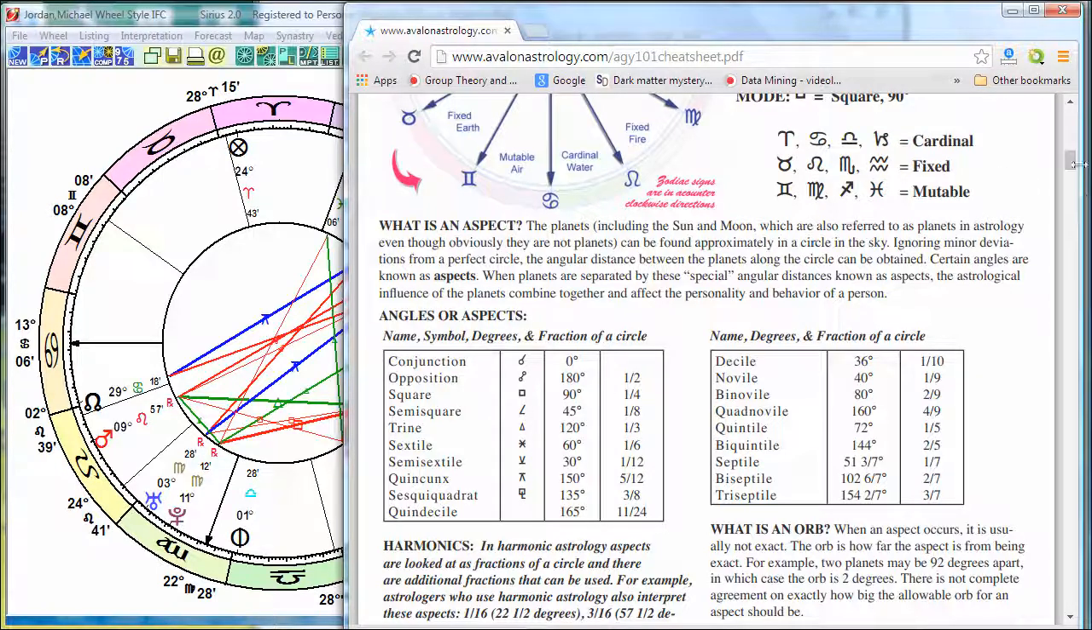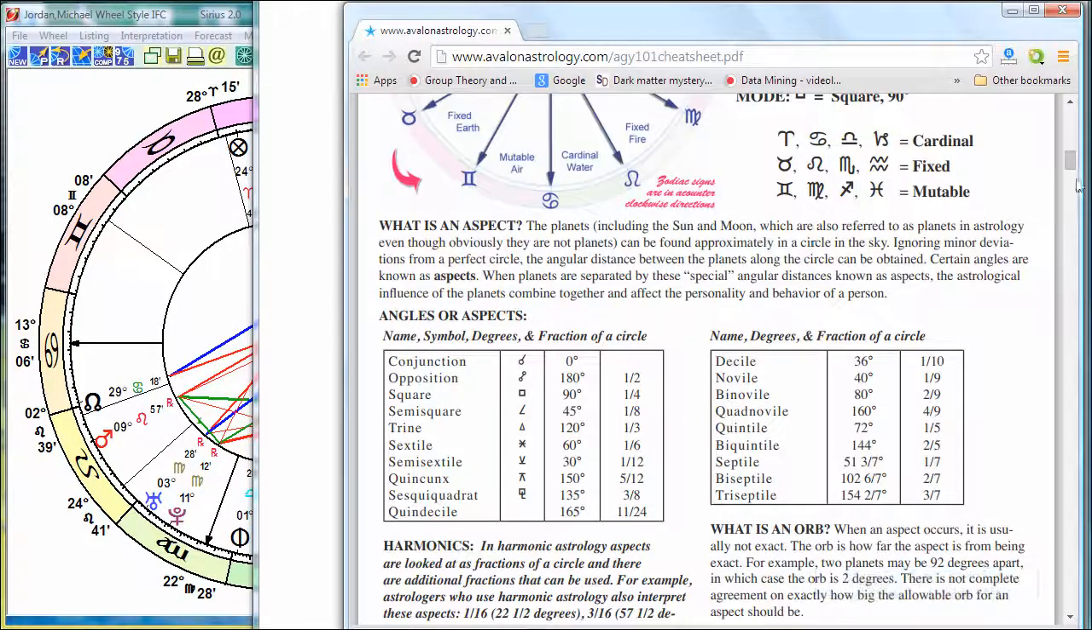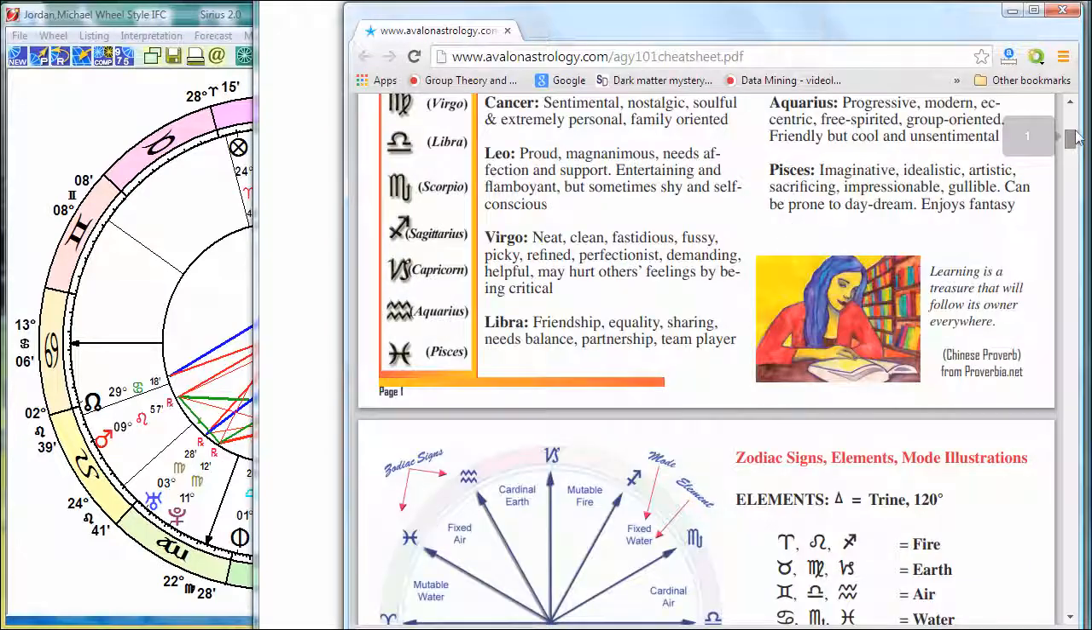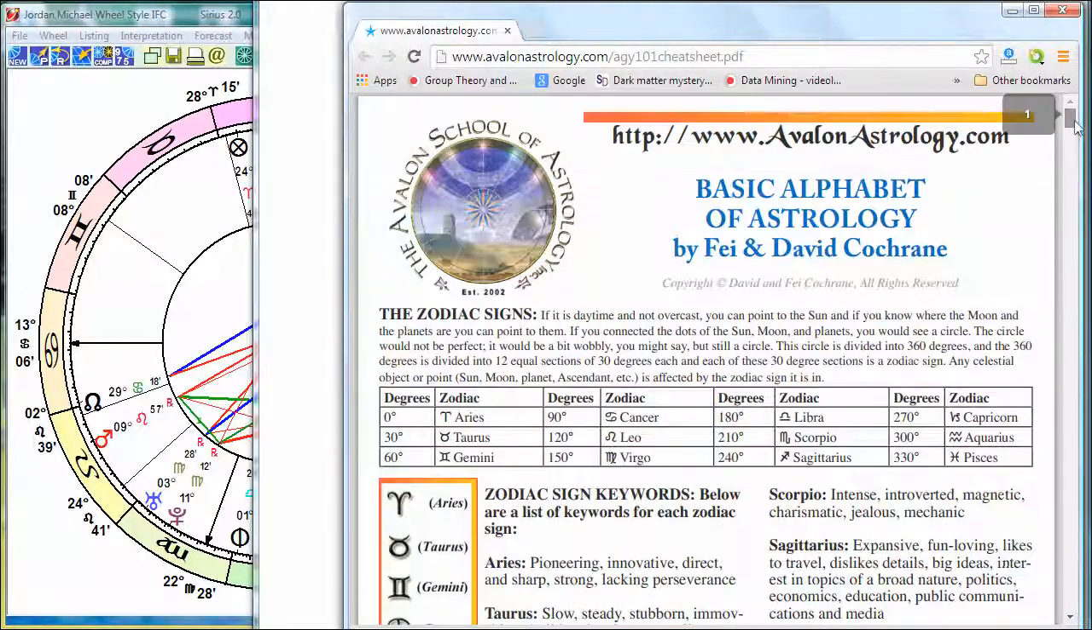Okay, we haven't gotten to the aspects yet. We'll get to that next. Let me go back to my PowerPoint presentation. Okay, so we know what the planets are. And you can go to this website page or any other page that you can find or a book that you might have and just memorize those symbols and memorize the meanings of each of these things.